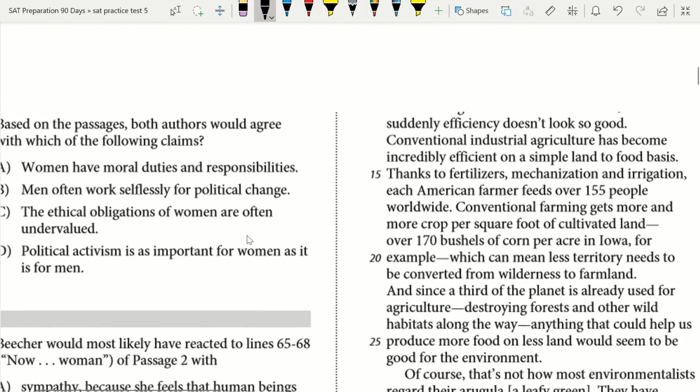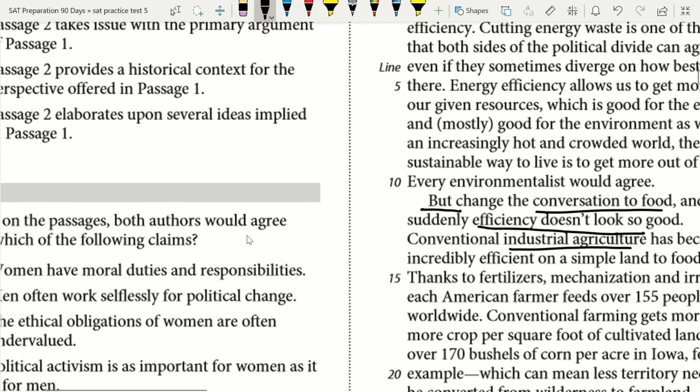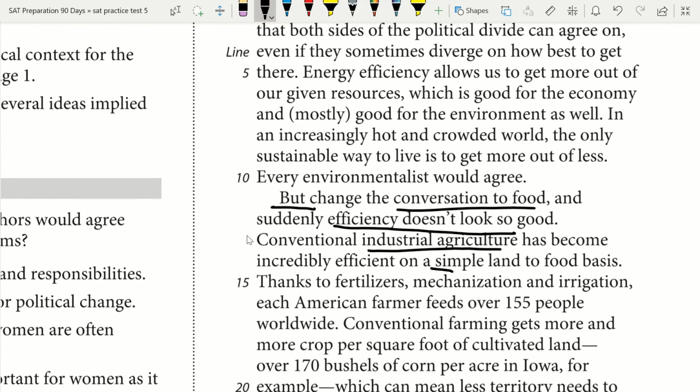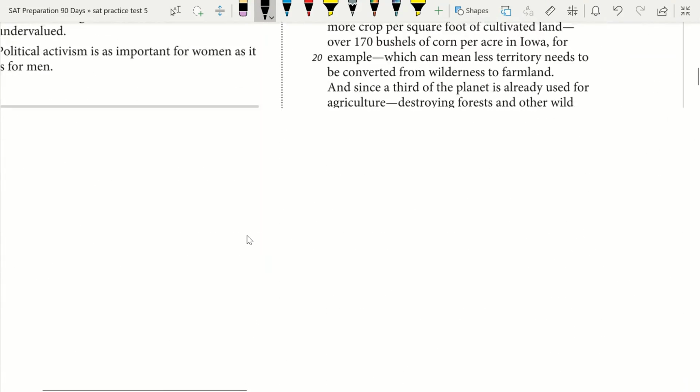We see that we have line 14 on the right side of my screen. We have, but change the conversation to food and suddenly efficiency doesn't look so good. Conventional industrial agriculture has become incredibly efficient on a simple land to food basis. So in this case, it's talking about a simple land to food basis. Another word that we could use there would be straightforward, right? We want to talk about it being a land to food basis only, right? So on a straightforward land to food basis, we wouldn't want to use any other word than straightforward.